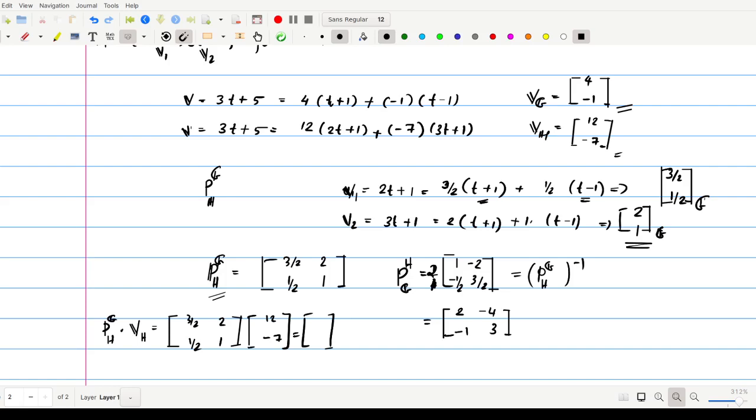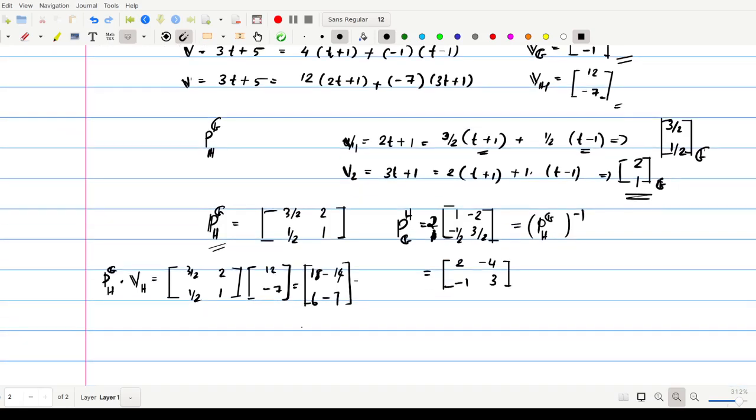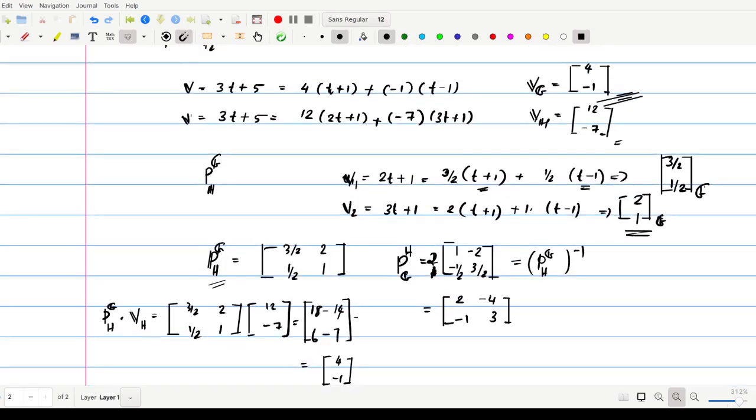The first entry will be 3 by 2 times 12, that is 18, and minus 14, since we have 2 times minus 7, that is minus 14. The second entry will be 1 by 2 times 12, that is 6, and minus 1 times minus 7, that is 7. So this is nothing but the column matrix 4 comma minus 1, and this is VG, so we can write this is equal to VG.